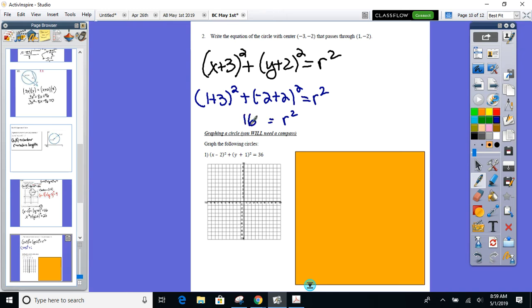Now, look, if you want to take the step and say r equals 4, that's fine. But what do you still have to do before you plug it back in? You still have to square it. So you already have the r squared value. That's 16. So here's my equation.